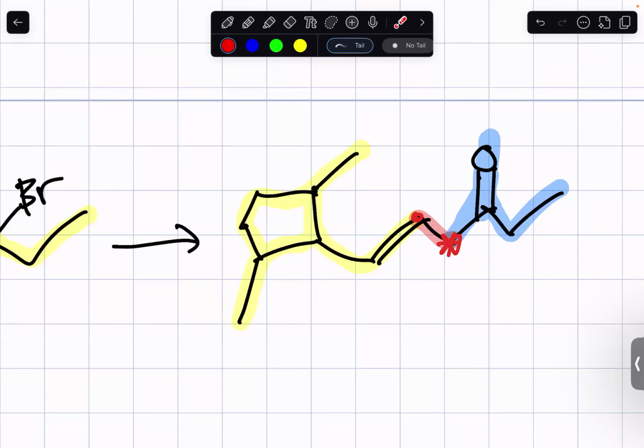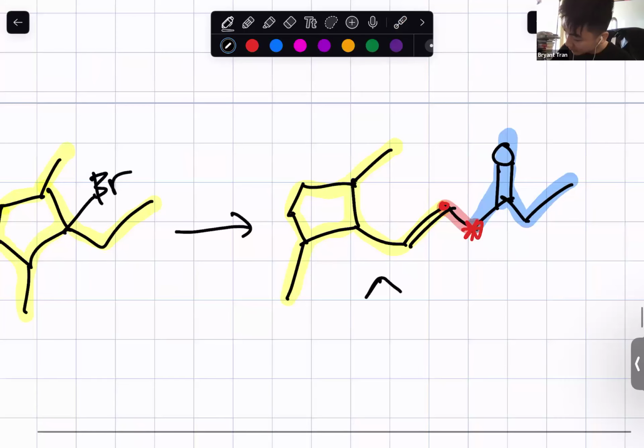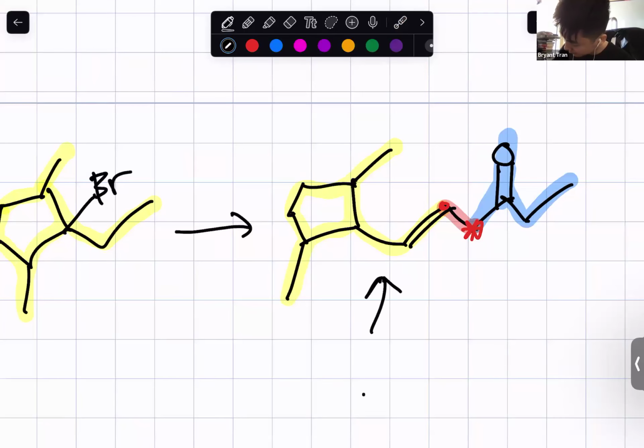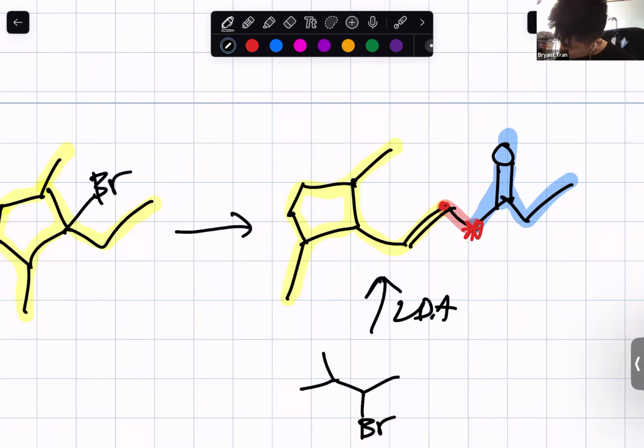E2, E2 Hoffman. Hoffman, right? And for it to be an E2 Hoffman, we need a good leaving group, bromine like that, right? And that's going to give us this here.